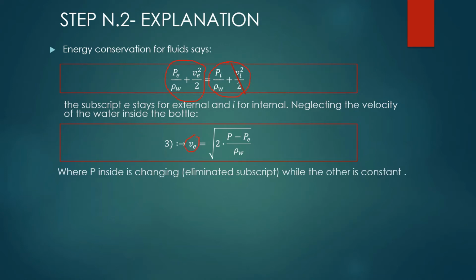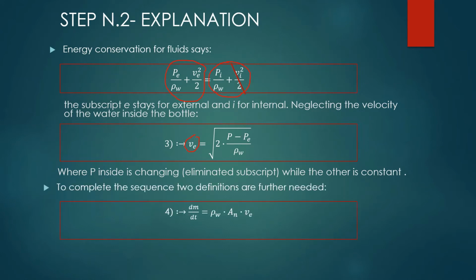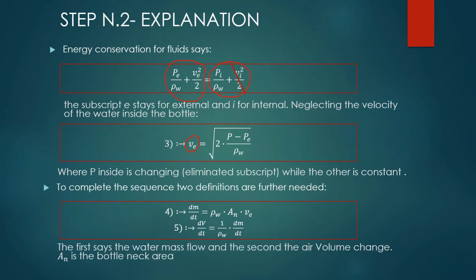Now two equations are missing, which are no longer physical laws, but just definitions. Number 4 is the definition of the mass flow for the water, and number 5 is the definition of the volumetric flow for the air.